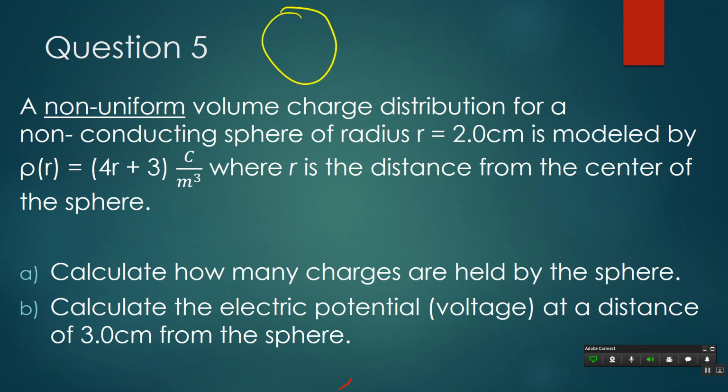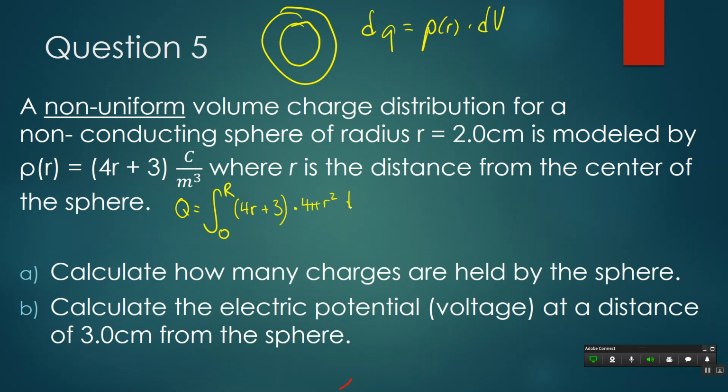So we have a sphere, and we know that the charge dq from one of the spherical shells inside is going to be equal to the charge density rho as a function of r multiplied by a small volume that I'm choosing. All right. So that would make my integration happen, right? So I'm going to do Q is equal to the integral from 0 to r. I'll put in the r afterwards, multiplied by the charge density, which is 4r plus 3 coulombs per meter cubed, multiplied by the volume, which is 4 pi r squared dr.